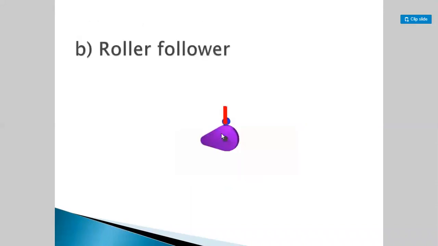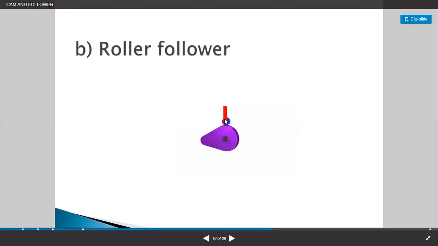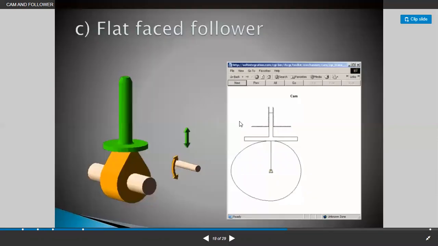Roller follower. In the roller follower, a roller is used to make contact between the follower and the cam. So the contact is rolling contact, and also you can say it is point contact. So the pair is a higher pair, and it is also a rolling pair.